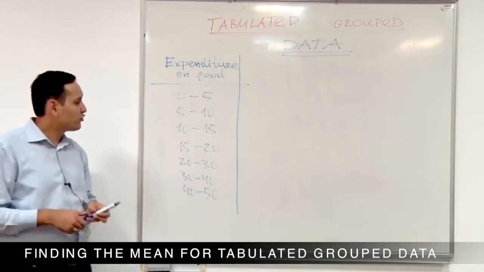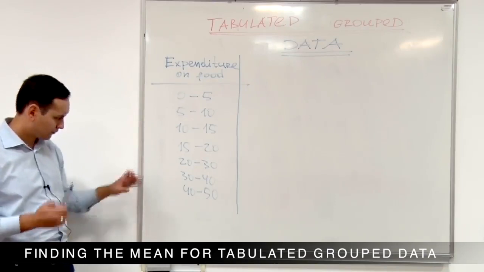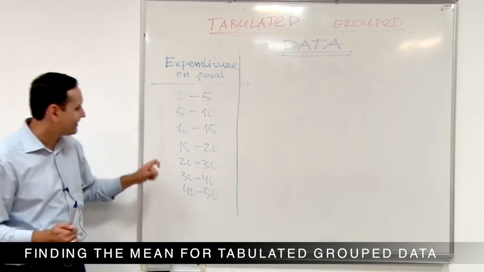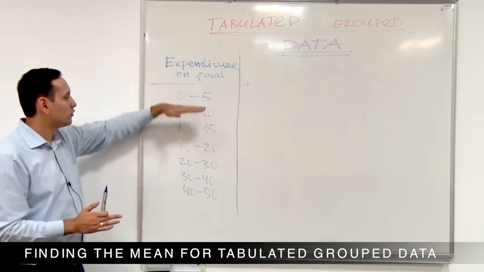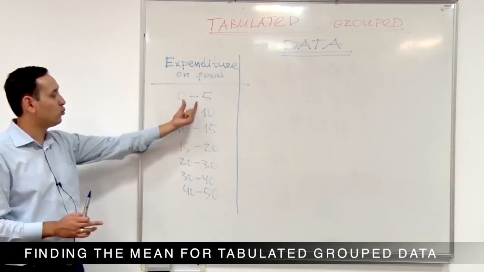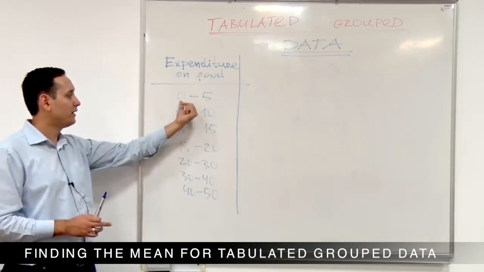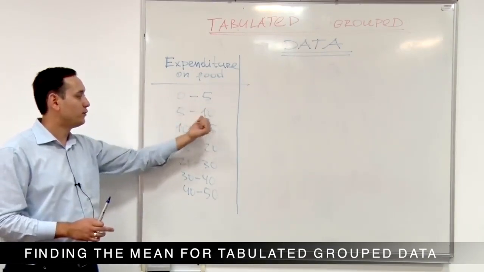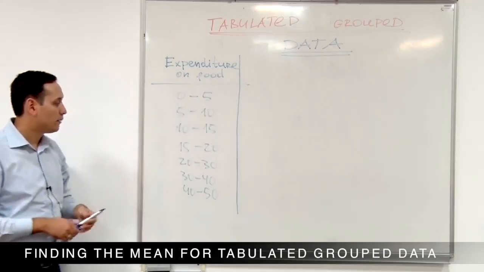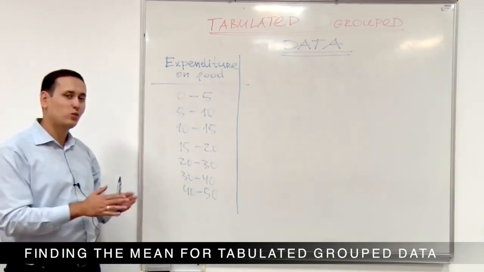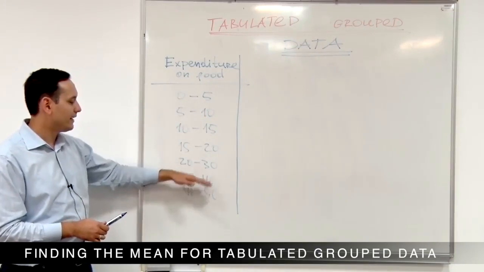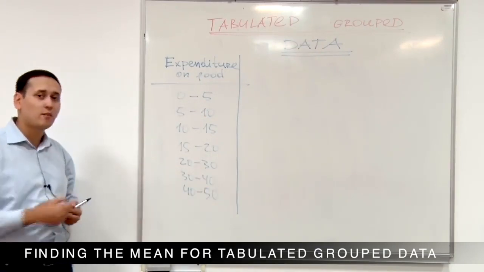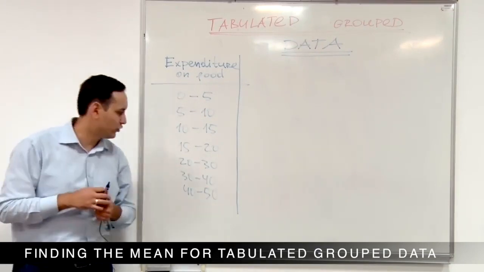Something that you have to pay attention to is that the widths of these groups are different. For example, the width of this group is 5, so 0 to 5, 5 to 10, it's 5. But starting from here, the width increases. So it's not 5, but 10, 10, 10. This is something that we have to pay attention to.